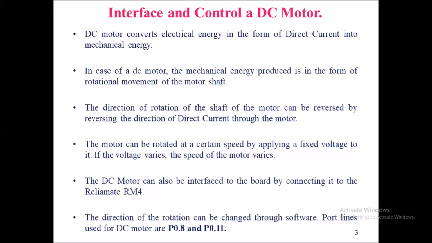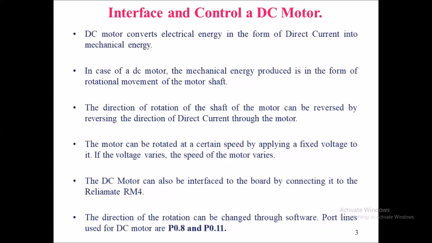The direction of rotation of the motor shaft can be reversed by reversing the direction of direct current through the motor. If you reverse the direction of the direct current, the rotation of the motor shaft will also be reversed. The motor can be rotated at a certain speed by applying a fixed voltage to it. If the voltage varies, the speed of the motor varies. So if you want a varied speed in your DC motor, then the voltage should be regulated.